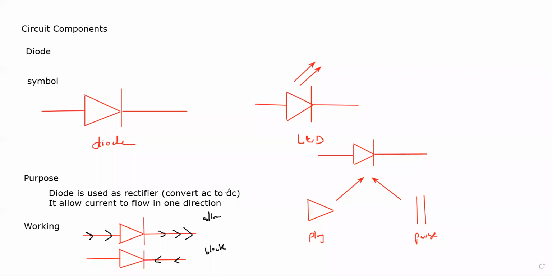Is it clear? So the purpose of the diode is to allow the current to flow in one way or one direction. Copy this part. Then I'll explain how we can use a diode in a circuit.